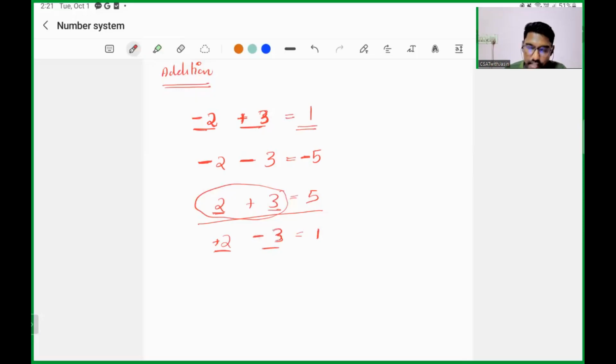3 is the bigger number. It is having a minus sign. So you just give the minus sign. So this is the way you need to do.